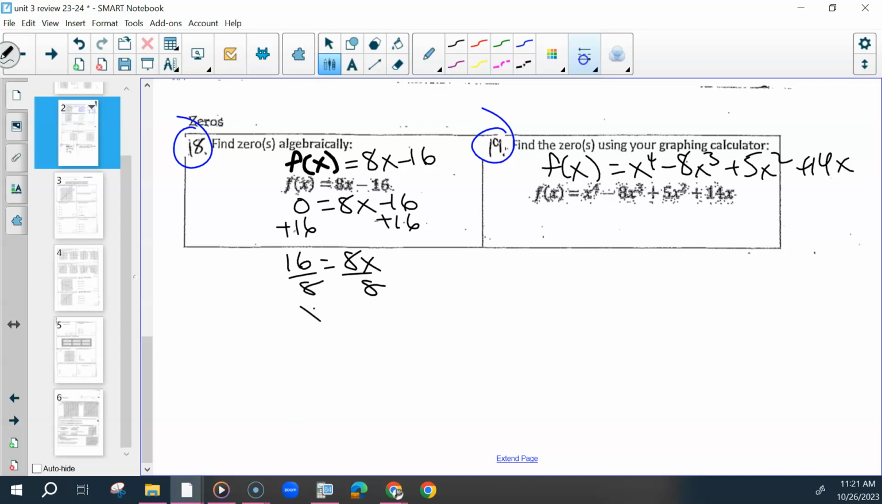So that x would equal 2. And we would write that as an ordered pair. What would that ordered pair look like? 2, 0. It's okay. Just don't make that mistake on the quiz or the rest. Questions on that?